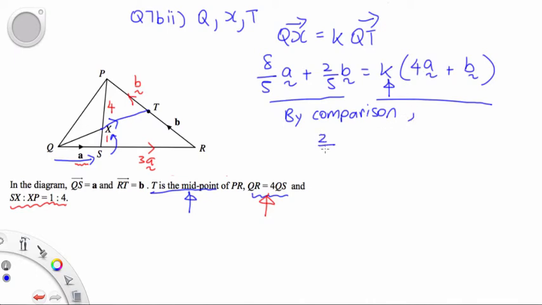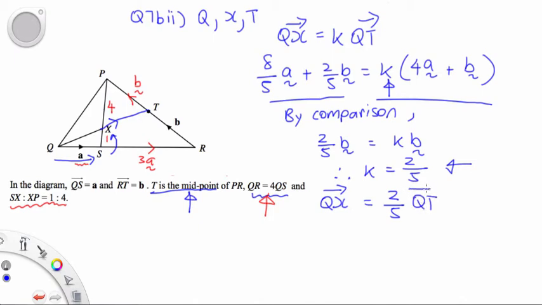2 over 5 equals to K. Therefore, K is equals to 2 over 5. Now please do not stop here. Your purpose is not to find K. Continue to write down how the expression should look like. QX equals to 2 over 5 QT. So you need to write down this first. Once you have written down this, then you can write down the statement.